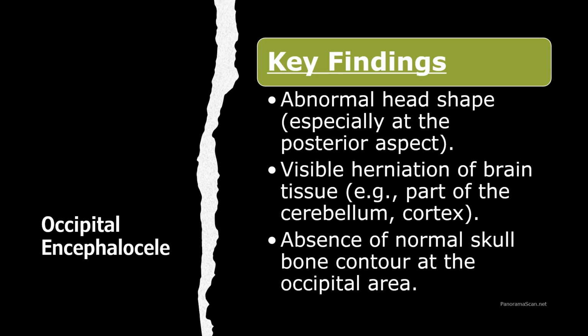the anomaly. Finally, there is often an absence of the raw skull bone contour at the occipital area. This defect creates the opening through which the brain tissue or cerebrospinal fluid protrudes, a hallmark characteristic of this condition. These findings, when combined with the imaging clarity offered by 3D and 4D ultrasound, enhance our ability to diagnose occipital encephalocele accurately. In the next section, we'll discuss how these diagnostic insights influence clinical management and strategies.